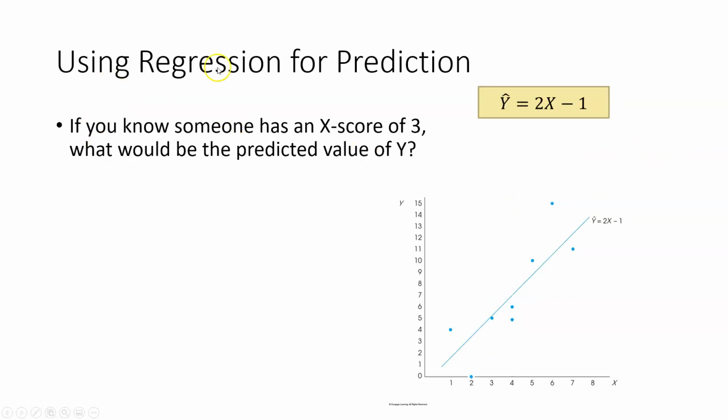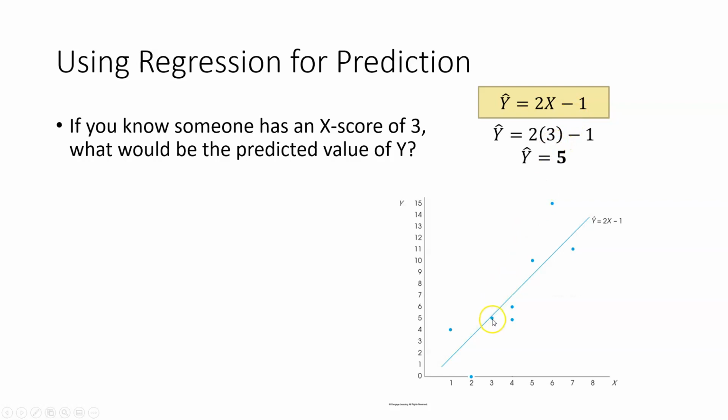Now, we can use our regression equation to predict things. If you know someone has an x score of 3, what would be predicted for their value of y? So in this same situation that we just computed, if you look at where the 3 is, you would expect that they should get something about 5 for their value of y. Why is that? Because if you plug in 3 right here in the x, 3 times 2 is 6, minus 1 is 5.